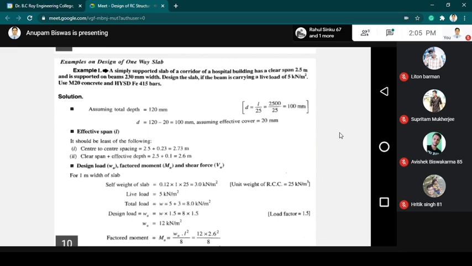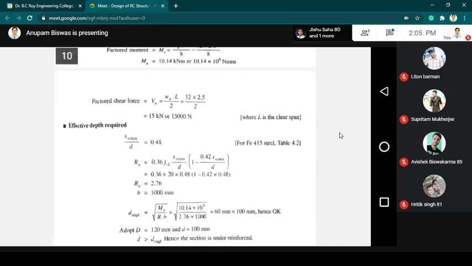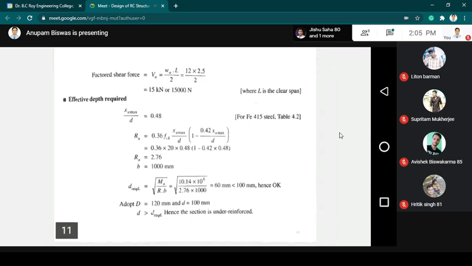Next is your factored shear force. The factored shear force, we know, is WL by 2. So Vu turns out as W into L by 2, that is 12 kilonewton per meter square into 2.5 length by 2, which is 15 kilonewton. Remember here that L should be the clear span, not the effective span. For the factored shear force, we have to consider the clear span.